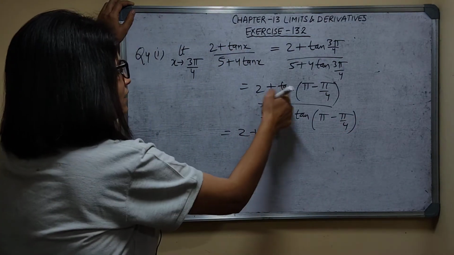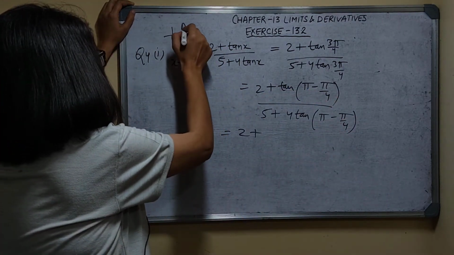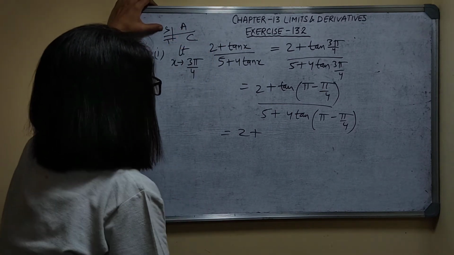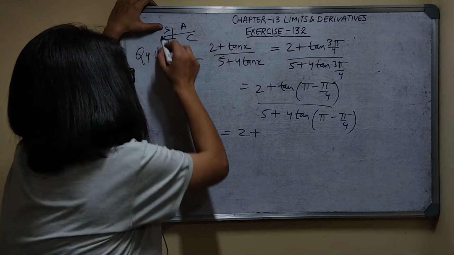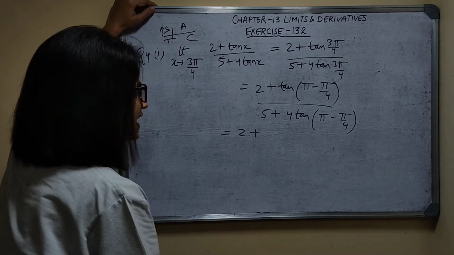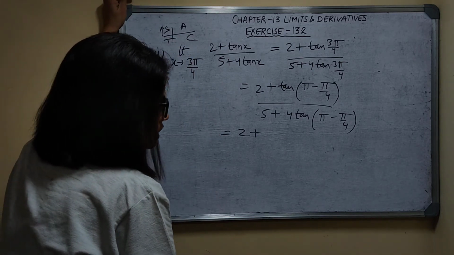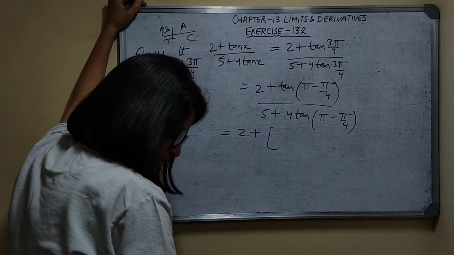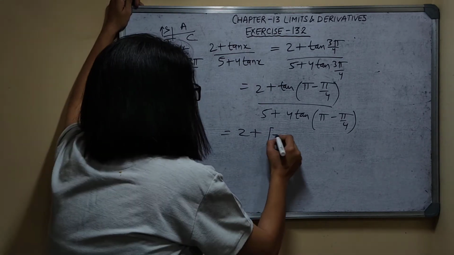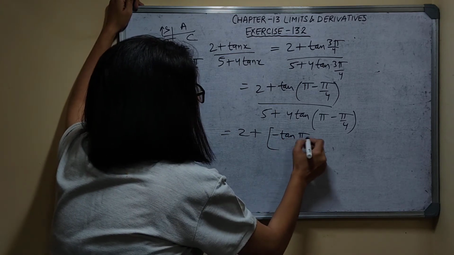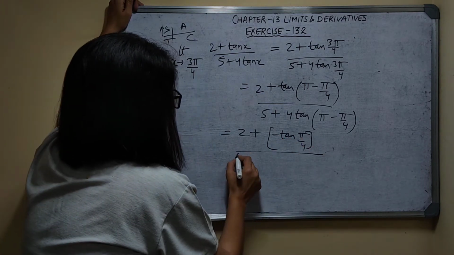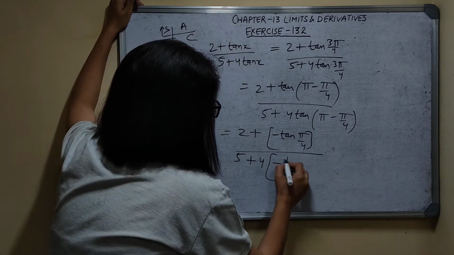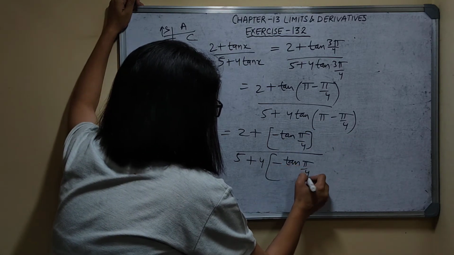tan(180 minus theta). All sine, tan, cos. So in this second quadrant, sine is positive, otherwise all are negative. So tan(pi minus pi by 4). Tan(180 minus theta) will be what? Minus tan theta. So minus tan pi by 4 upon 5 plus 4 into tan(180 minus theta), minus tan pi by 4. Is it clear?